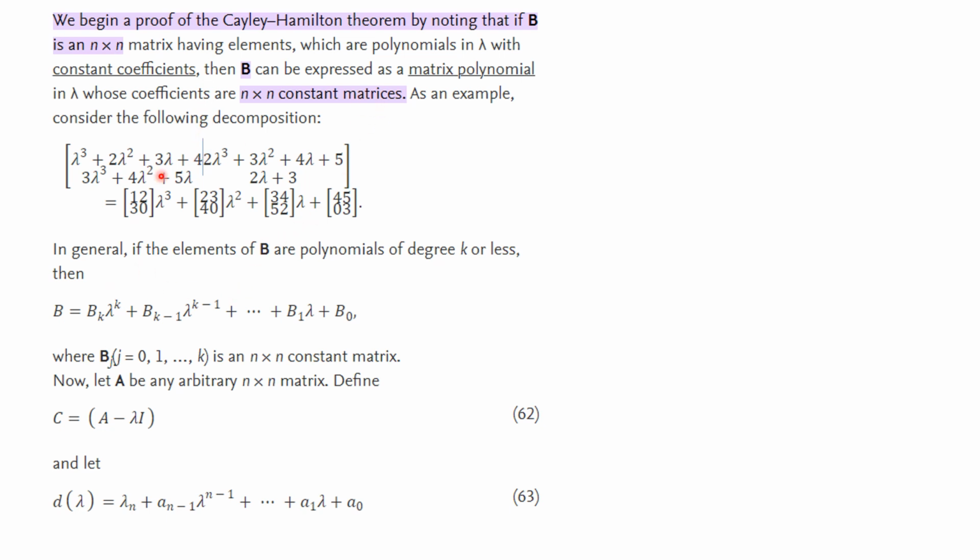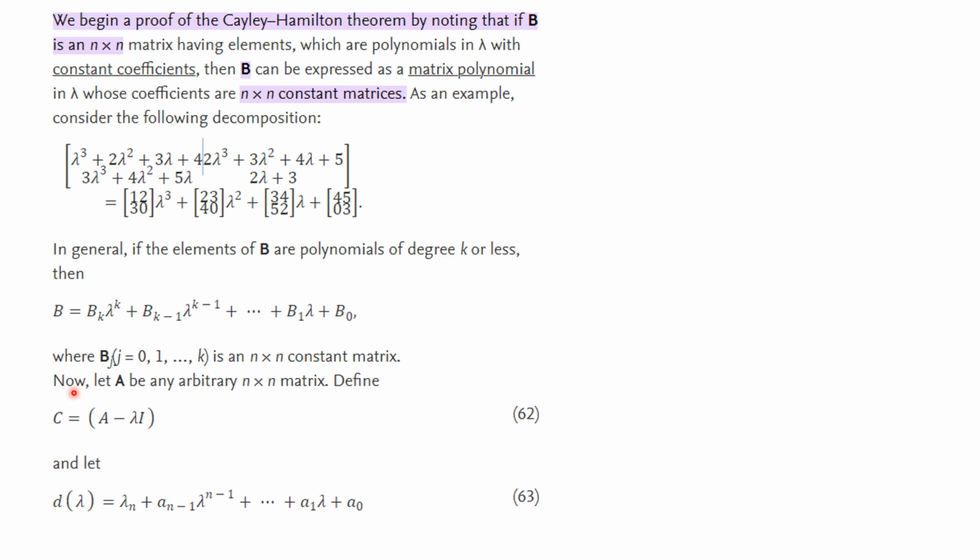So in general, if we start with B being an n by n matrix, and the elements of B are polynomials of degree k or less, then we can write B in factored form as Bk lambda to the k, plus B(k minus 1) lambda to the k minus 1, plus all the way down to b1 lambda plus b0. And bj is an n by n constant matrix. Now it doesn't mean all the elements are the same. It could be like this, 1, 2, 3, 0, but it is a constant matrix.